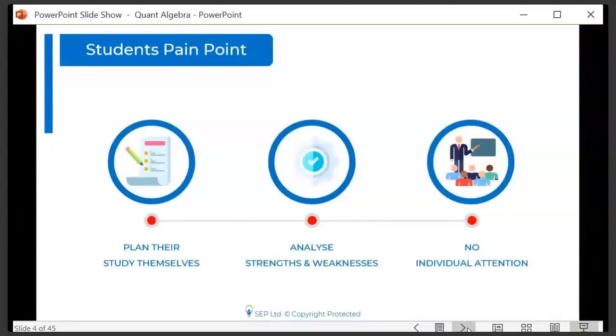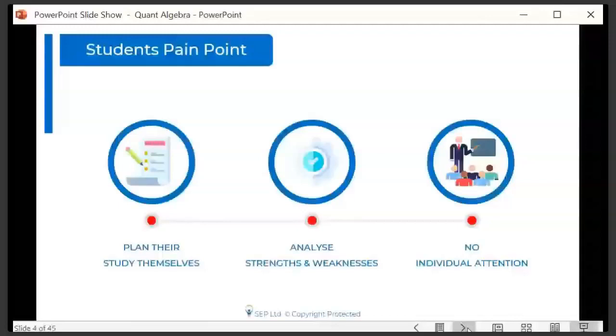Another pain point is obviously analyzing your strengths and weaknesses. A lot of you, while preparing for your exam, do take a lot of tests, right? But you don't know how to analyze if you get a 70%, is it good or bad? Even if you're not doing well, what should you do to improve? Those things are a big pain point for most of the students, and obviously there's no individual attention.